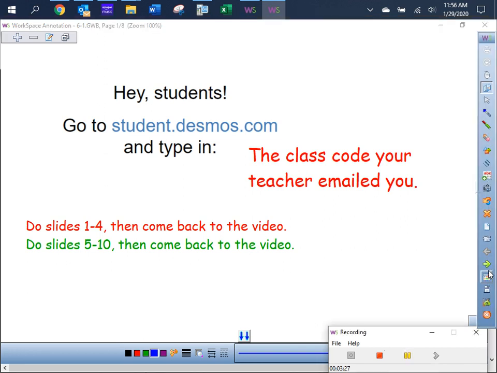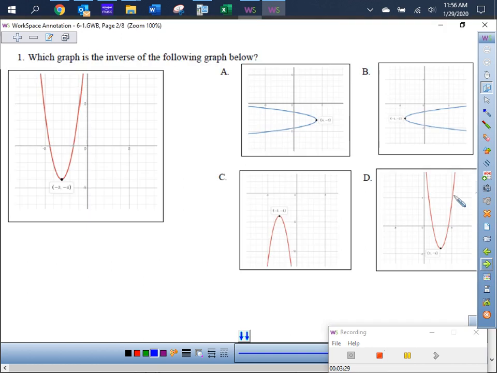So before we can finish the Desmos, we've got to do some work here. The ACT and all these cool test questions that are coming up are going to ask you some simple questions about the graphs of inverses. So this is tough to see because it's so small, but here's the original graph right here. It's some sort of parabola.